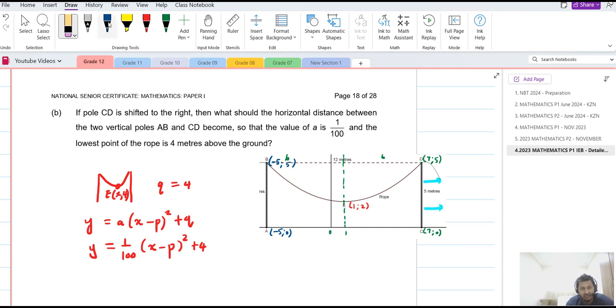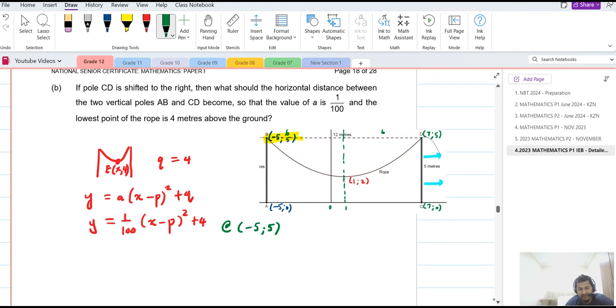So the point that lies on this graph is minus 5 and 5. So we're going to say at minus 5 and 5. Remember, that point is minus 5 and 5. So 5 equals 1 over 100 into (x minus p). Remember the value of x is minus 5. So we have (minus 5 minus p) all squared plus 4.